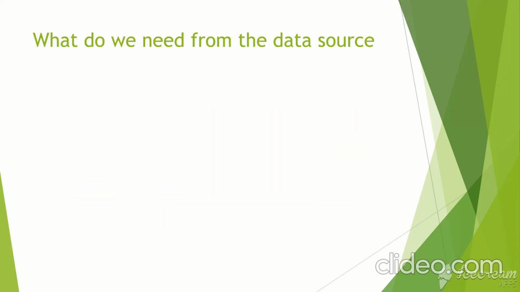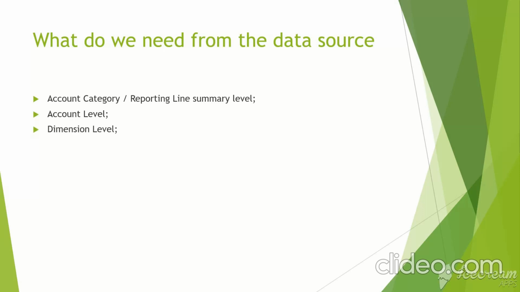Okay, before we explore the different data source options, let's have a look at what we might need from our data source in order to do our financial reporting. So, we may need to produce the information at a high level account category or report line summary level, and it would be useful if our data source actually did have this level in it somehow, so that we could do the summarization. But we might also need it at account level. And then below account level, we might also need to go down to dimension level and have that analysis as well. We all know what dimensions are in Business Central and NAV, I hope.